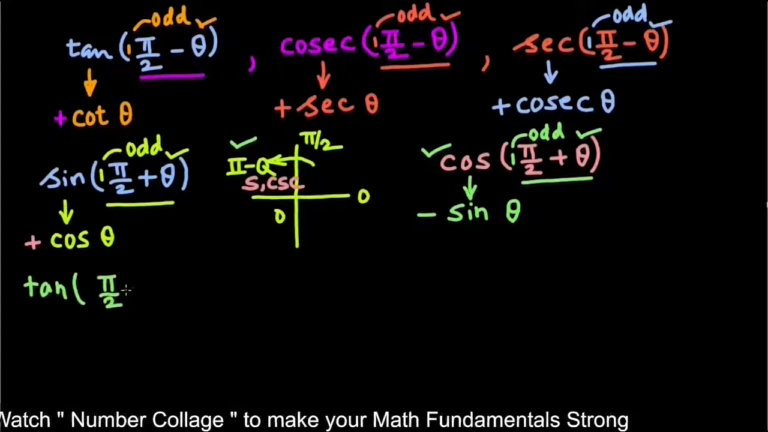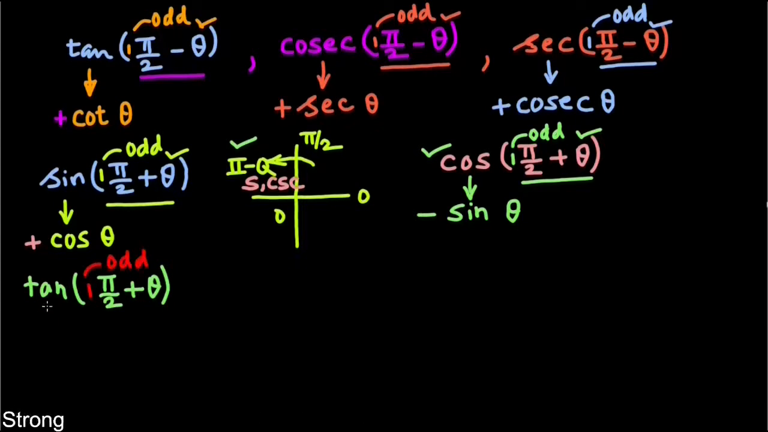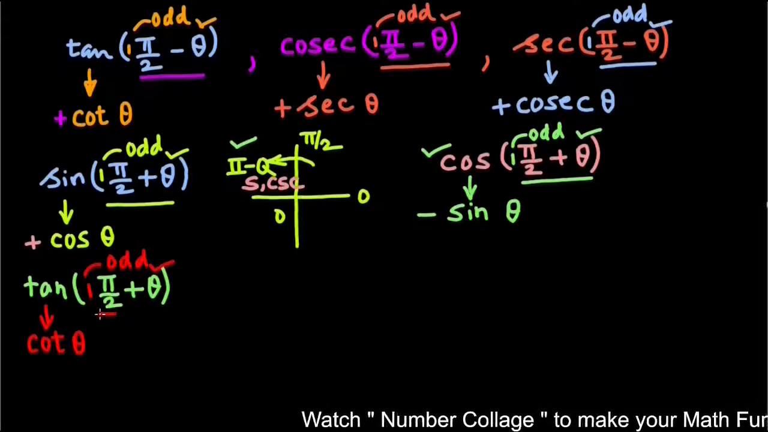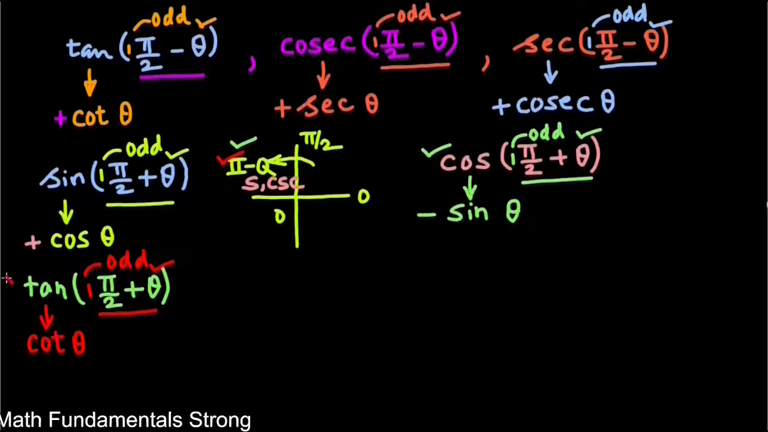Tan of pi by 2 plus theta. Here also the coefficient of pi by 2 is 1, which is an odd integer. Therefore this tan will become cot of theta, and since the angle pi by 2 plus theta lies in the second quadrant and tan in the second quadrant is negative, this will be minus cot theta.